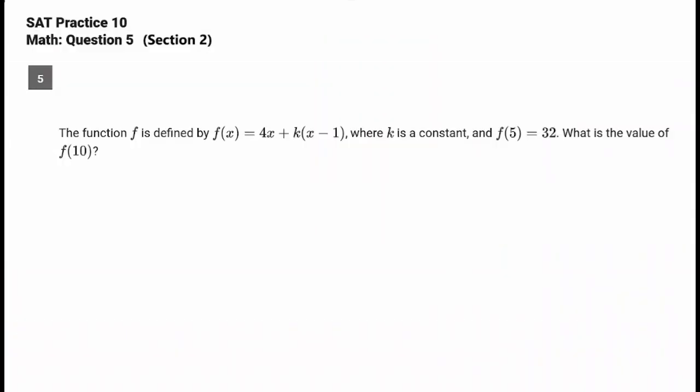We're on SAT Practice Test 10, Math Section 2, Question 5. What's the level of difficulty? It's medium. The function f is defined by f of x equals 4x plus k times (x minus 1). K is a constant. F of 5 is 32. What's the value of f of 10? So let's write down exactly what we want. This problem takes a few steps. You may be able to get away with doing fewer steps than we do here, but I want to show you enough of them to make sure it makes sense to you.